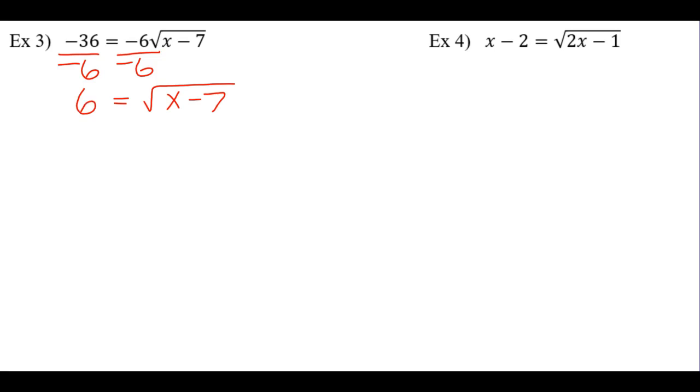If you take both sides and square them, we would get 36 equals x minus 7. So the square always cancels out the square root. You're left with the radicand. We just learned that word. Add 7 over, and our answer is?